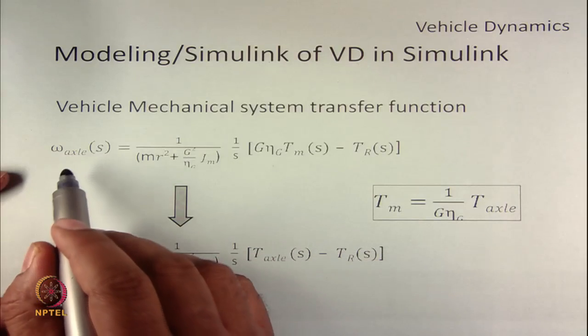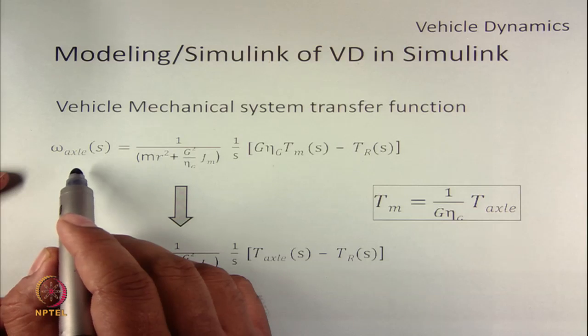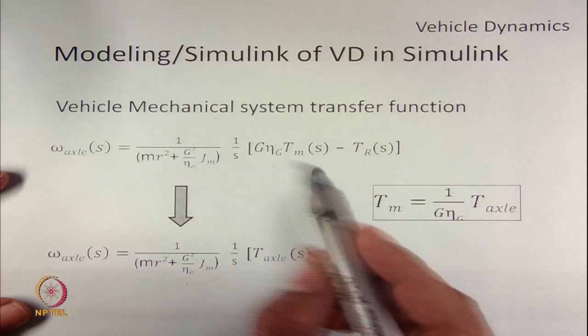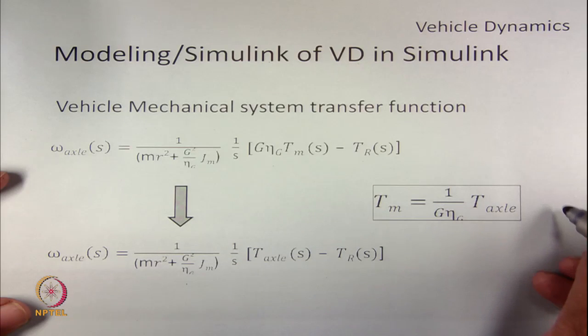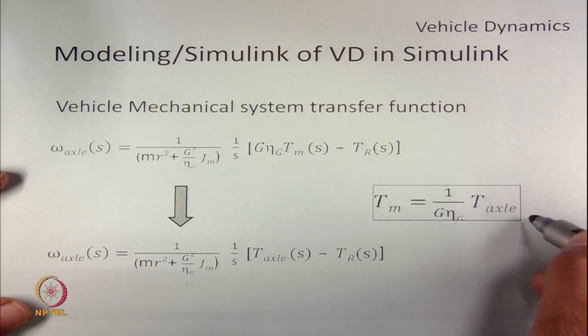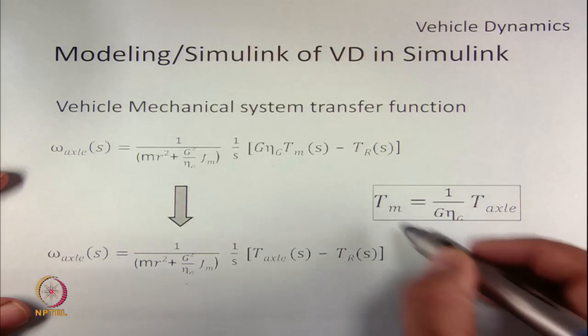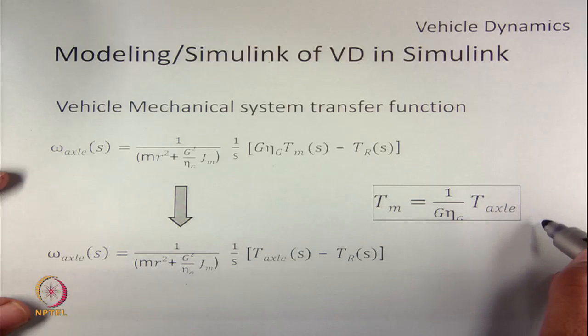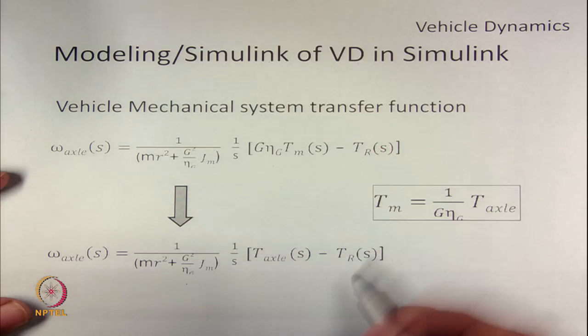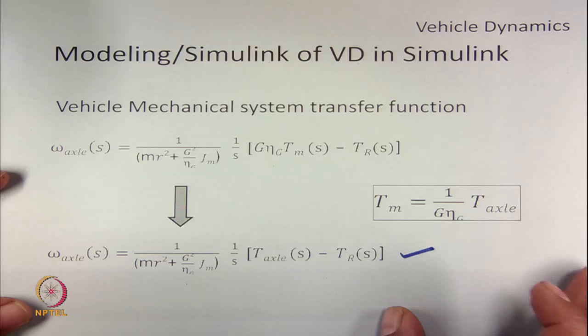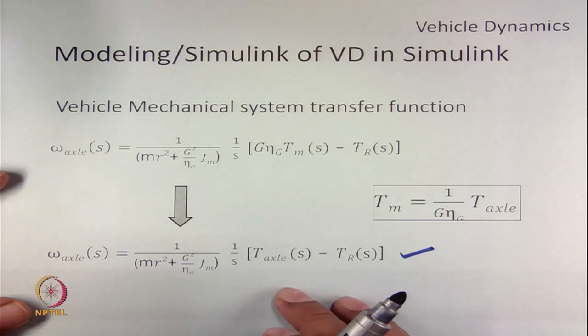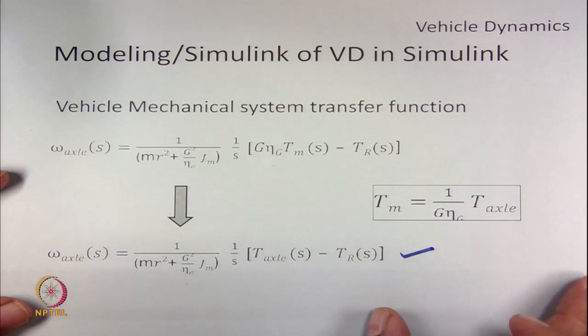So, on the left hand side we have omega xl. It will also be nice if we can substitute the motoring torque as a function of T XL. So, we know that Tm is 1 by g eta g of T XL. So, if you substitute this here, we will get this equation. So, this is kind of an equation in the driving axle.